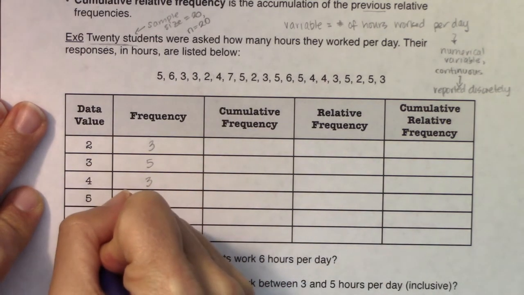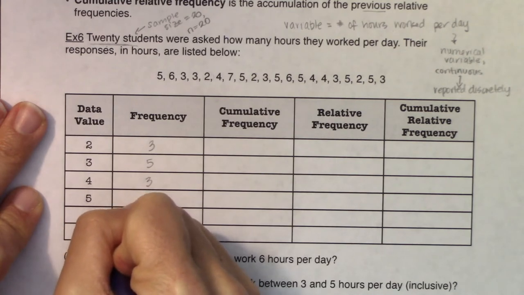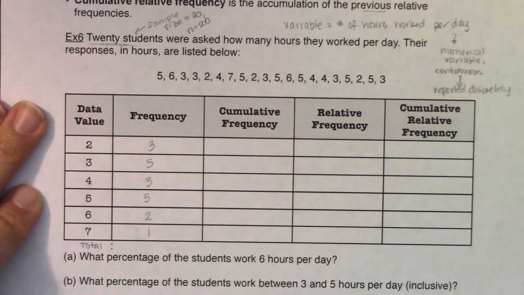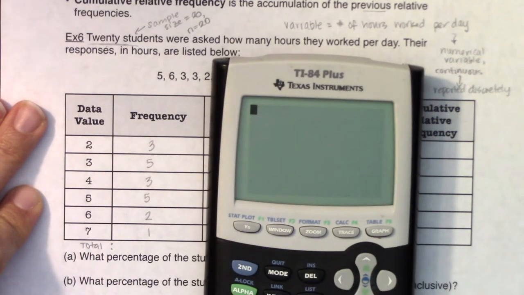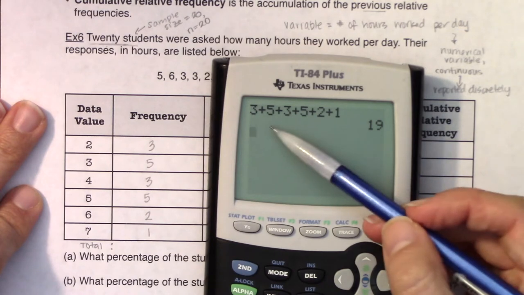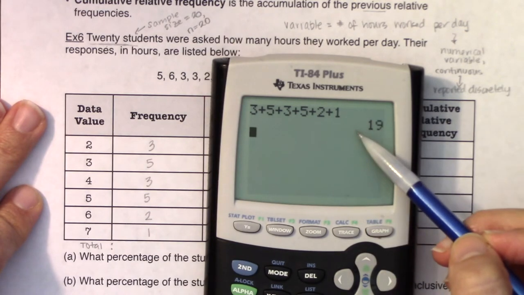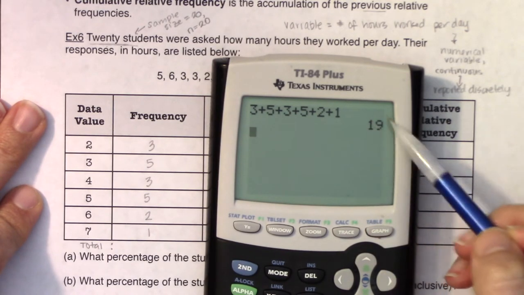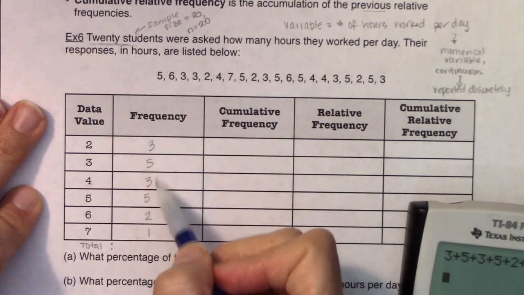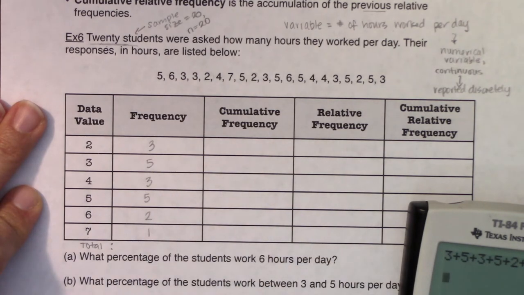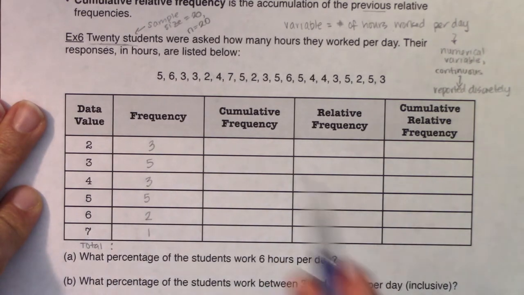And just for fun, I want you to take the total of this column. So let me go to my calculator and add this up. All right, so if we're taking a look, I have 3 plus 5 plus 3. If I total that out, I get to 19, which is a problem. I must have missed something. And I mentioned that because it said I had 20 students. So this frequency column should always add up to your sample size. So let me go find my error.